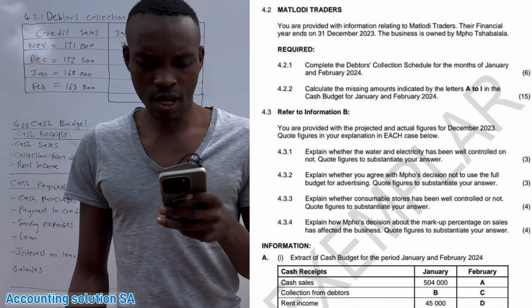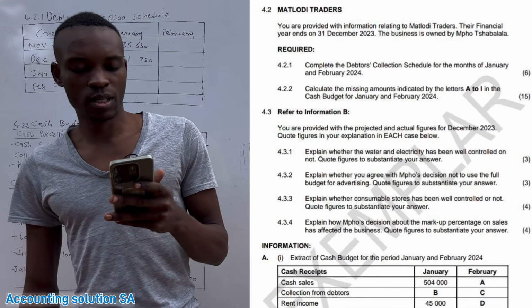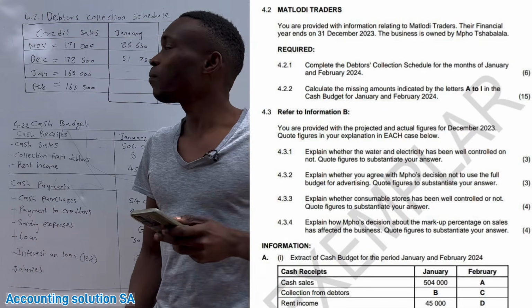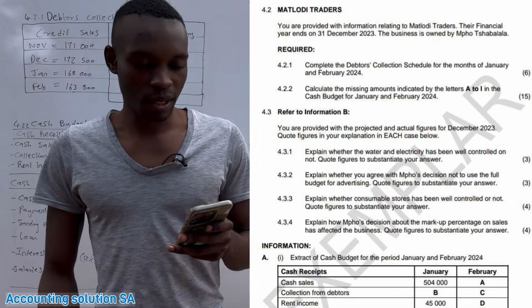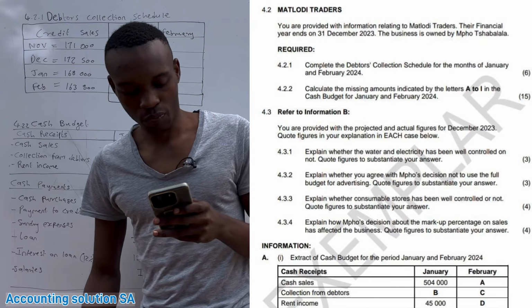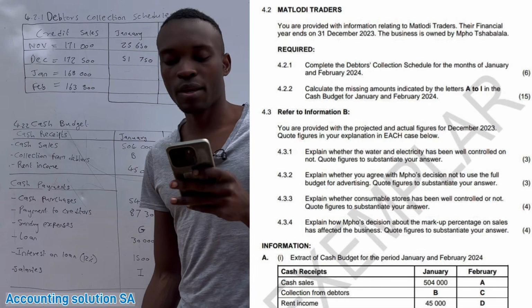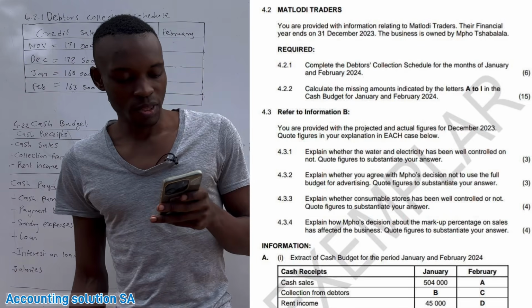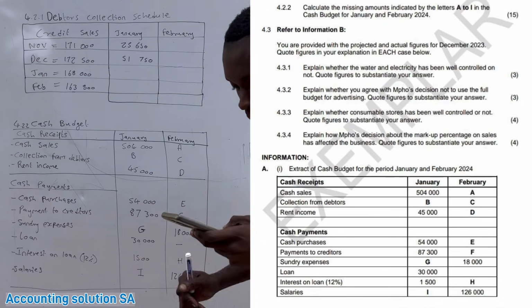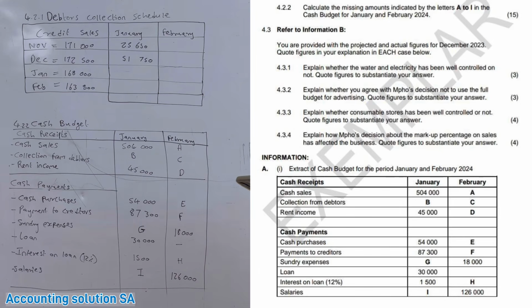At the end of this lesson, I think this part contains 21 marks that we are going to cover. So budget is a very simple chapter that you are going to learn in this channel. So let's continue. Let's check information number A: extract from the cash budget for the period of January and February 2024. They give us the cash receipts, the same as this one: cash sales, collection from debtors, rent income, and cash payments. They give us cash purchases, payment to creditors, expenses, loan, and so on.